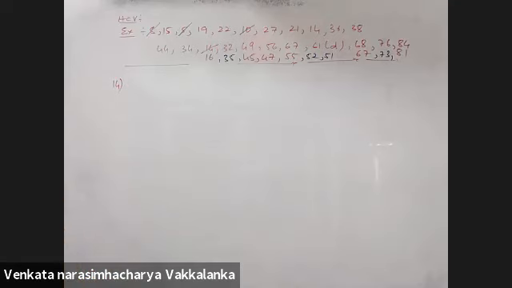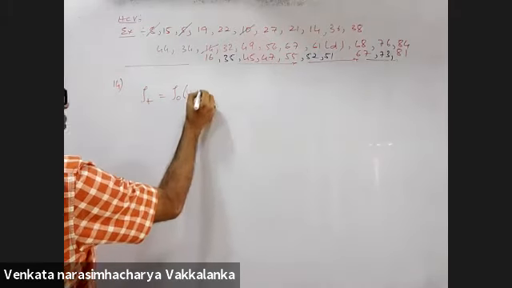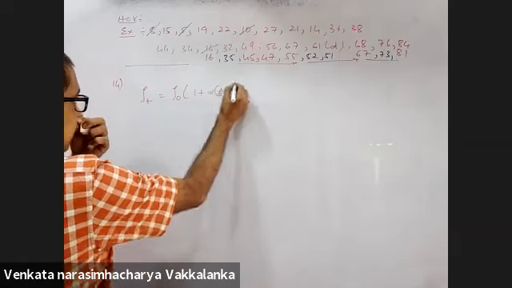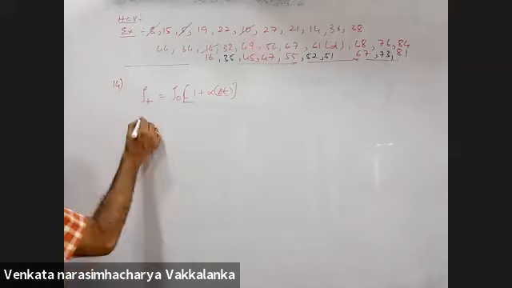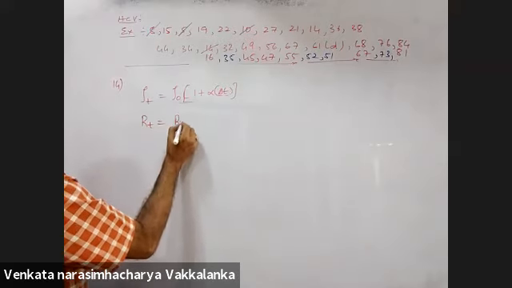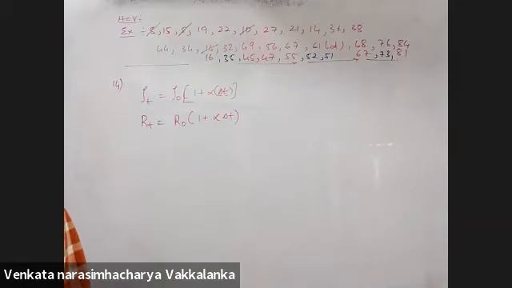Resistance of an iron wire and a copper wire at 20 degrees Celsius is this and this. At what temperature will the resistances be equal? Temperature coefficient of resistivity of these two are given. Rho T is equal to rho naught into 1 plus alpha delta T. Resistance of an iron wire, RT is equal to R naught into 1 plus alpha delta T.